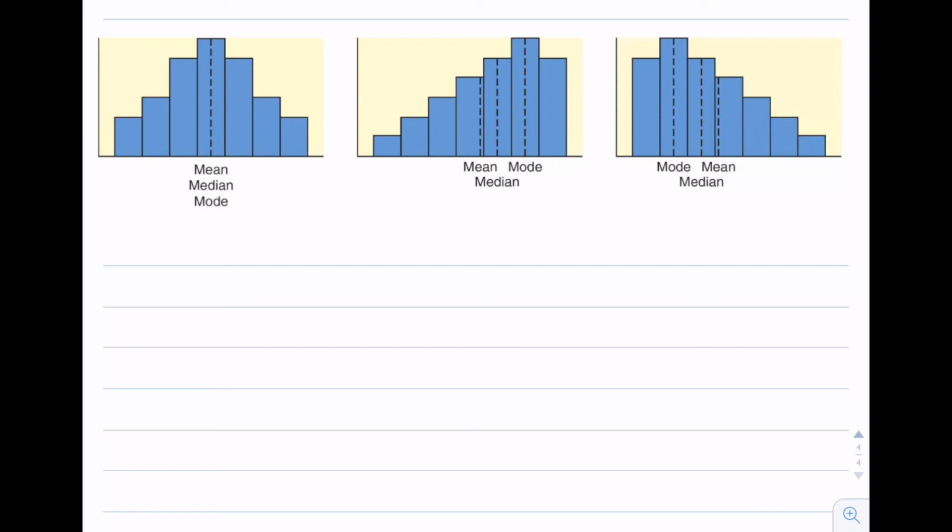The picture on the left is symmetric, in which case the mean, the median, and mode are all the same. The center one is skewed left. The tail is to the left, so the mean is further to the left. The median is further to the right, and the mode will always be the highest bar. The last picture is skewed right, so the mean is further to the right. The median is about the center, and then the mode is just the highest bar.